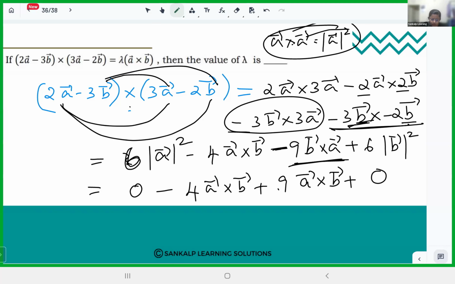All right. So this is equal to minus 4a cross b plus 9a cross b. That is 5 into a cross b. Okay. Here it is actually a cross a, right?